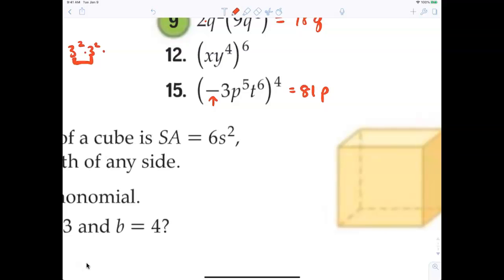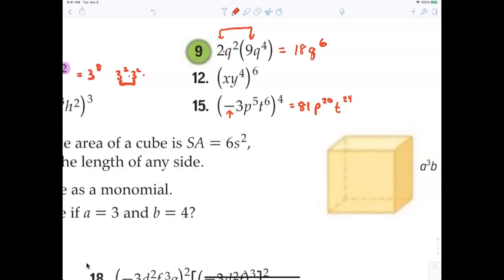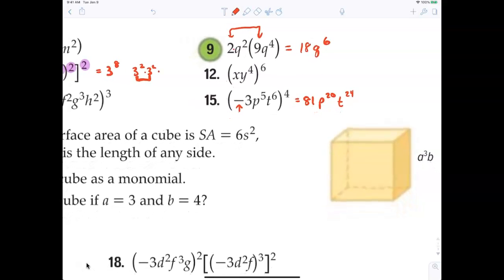81p to the 20th, and then t to the 24th. Yes, exactly correct. Wait, why? I forget what you said about why it's positive 81. Because a negative times a negative times a negative times a negative is a positive. Four negatives make a positive. Agreed? Yeah. Anybody else?